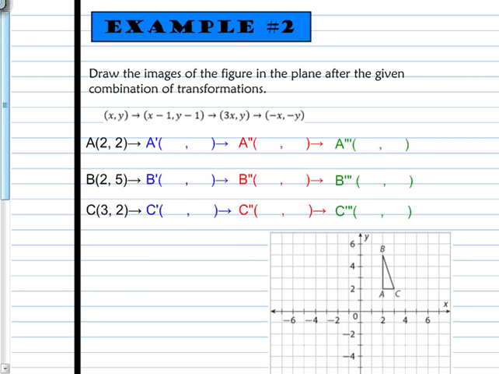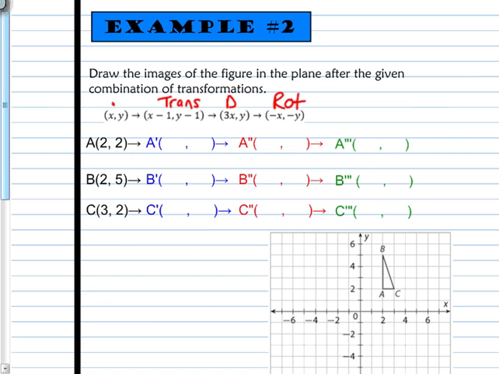We're going to be drawing the images of the figure in the plane after the given combination of transformations. So it doesn't say what the transformations are, but obviously this is our starting point. And what kind of transformation is this? Hopefully you said it was a translation. You guys should be pretty comfortable with those now, just adding and subtracting. And then what about this next one? It's a dilation. And the last one, it's a rotation.